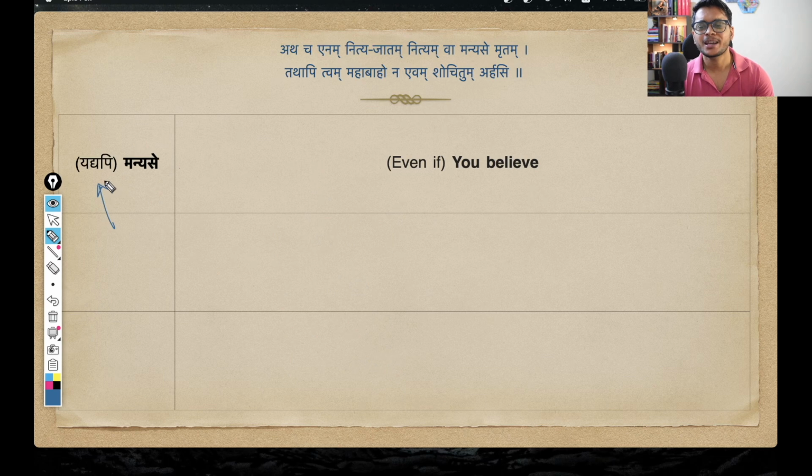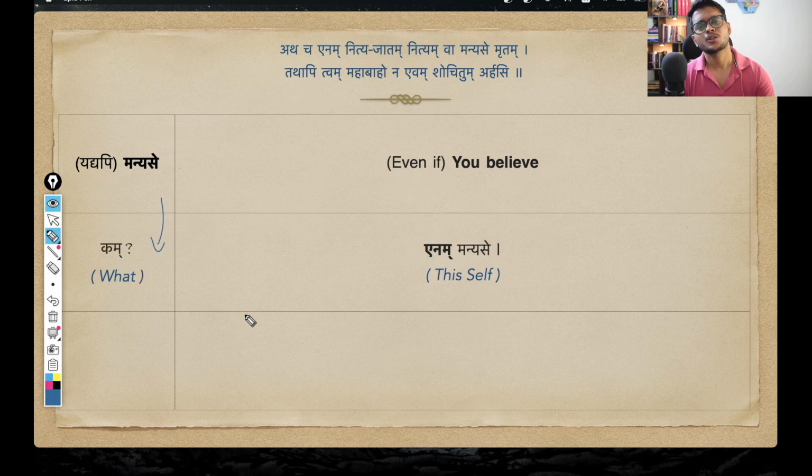And see, in brackets, I have put this yadyapi. Yadyapi translates as even if. This is an avyaya, an indeclinable in Sanskrit. The reason I have put this in brackets is that it is not given in the shloka, but it is implied in the shloka. When we do the anvaya, you will see it is sort of implied there. And actually, we also find its opposite pair, tathapi. We have this pair, no, yadyapi tathapi. Even if, then also, nevertheless. So in that sense, this entire shloka is structured. Just to get a clearer meaning out of this shloka, I have put this in brackets, yadyapi manyase, even if you believe, in that sense.